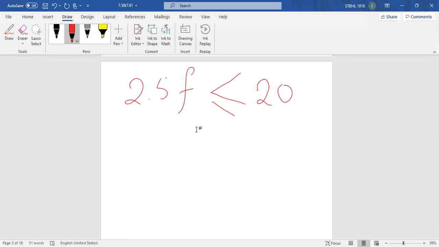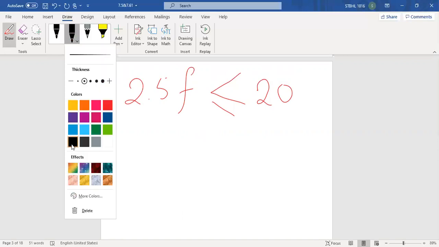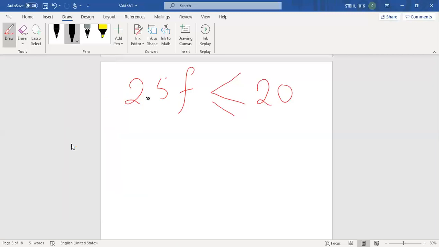Okay, now again, grade 7, I undo the multiplication here. How can I undo multiplication? By the inverse operation, which is division. Divide by 2.5. Why do I divide by 2.5 on both sides? Just to keep the balance of the inequality.